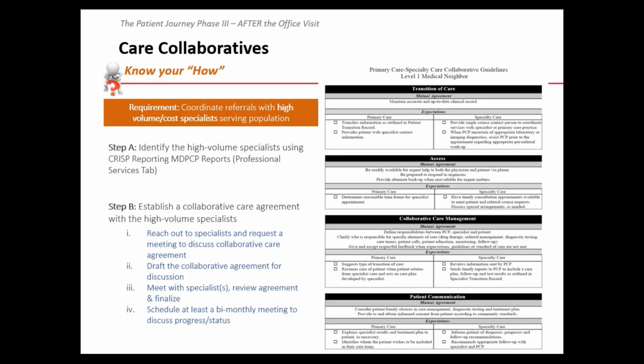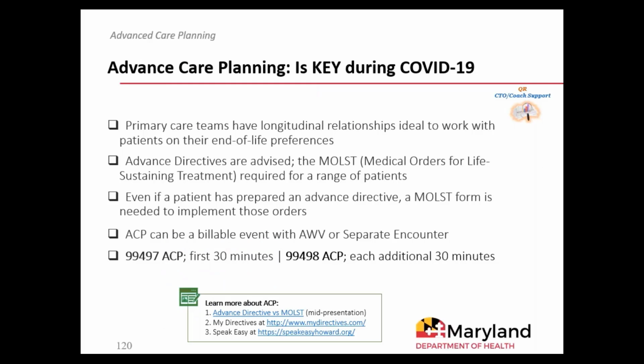If you want to get started, identify the specialists and or providers that have the highest volume and highest cost, as we just showed you in the CRISP report. Reach out to them and see if you can secure time on their schedule. Draft something; as you can see, that's an example of things you want to talk about. How can we mutually agree on transition of care, access, and things like that? Then you meet, discuss, and finalize that the primary care provider will do A and the specialty care will do B. And then you revisit this on a monthly or quarterly basis.